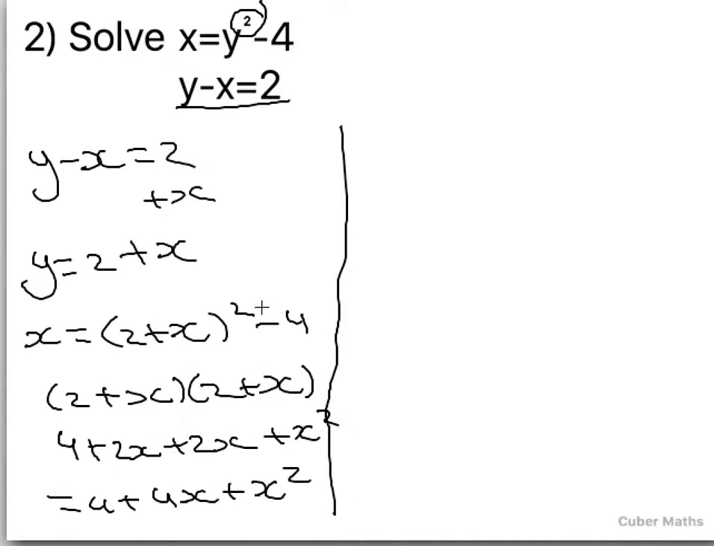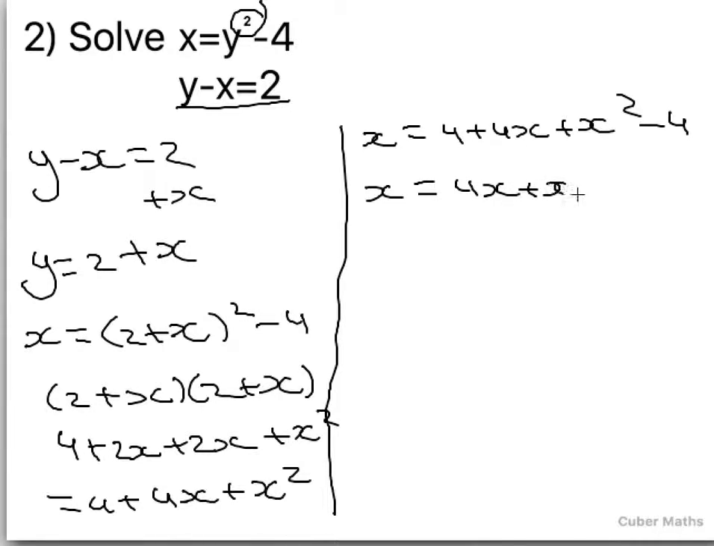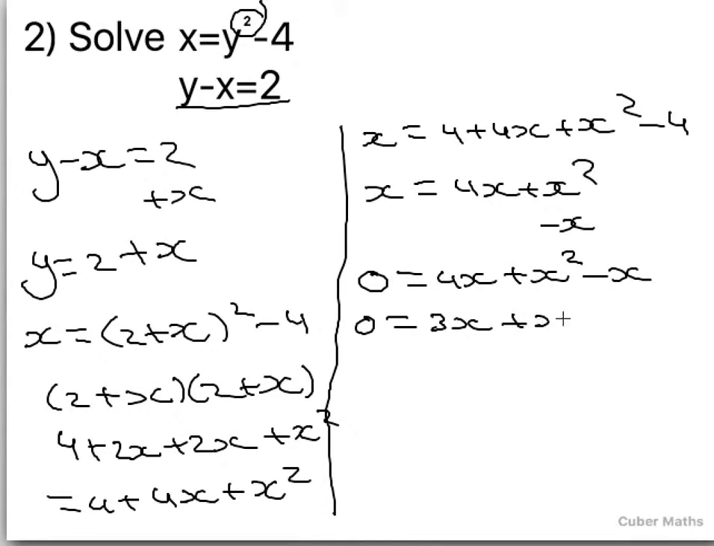So if we put that back into the rest of our equation, we're going to have x is equal to 4 add 4x, add x squared minus 4. Okay, so we can simplify that down to x is equal to 4x add x squared. Now again, just like in the first one, we're going to try and get it equal to 0. So the easiest thing to do here is just take away x. So we get a 0 on this side here. So we're going to be left with 0 is equal to 4x add x squared minus x, which again we can simplify down to 0 equals 3x add x squared.